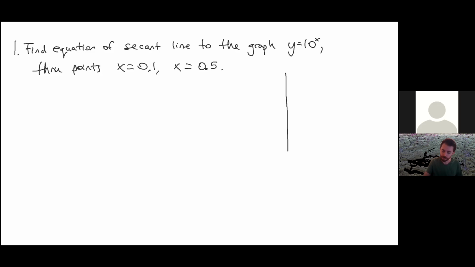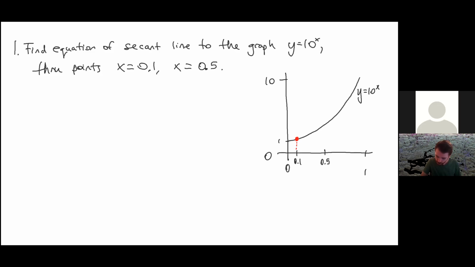But just roughly sketching what we're thinking, this goes from 0 to 1. This goes from 0 to 10. This is 1. We have some graph like that for y equals 10 to the x. And we're hoping to find the equation of the tangent line, or sorry, the equation of the secant line that goes through these 2 points. Okay, so I'll draw the secant line in blue. Secant line is just the line connecting those 2 points on the graph.